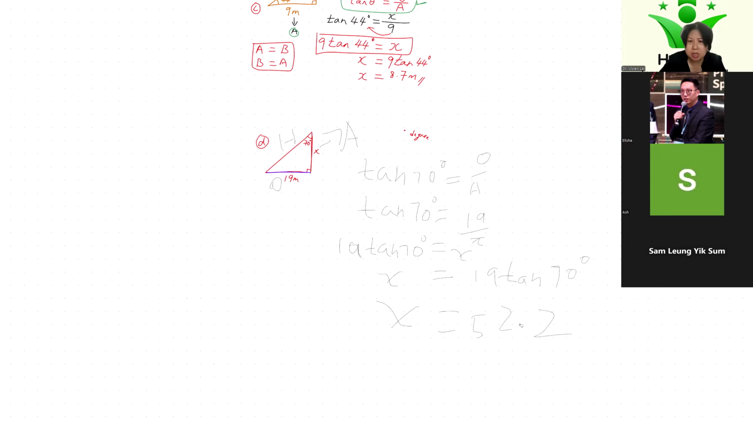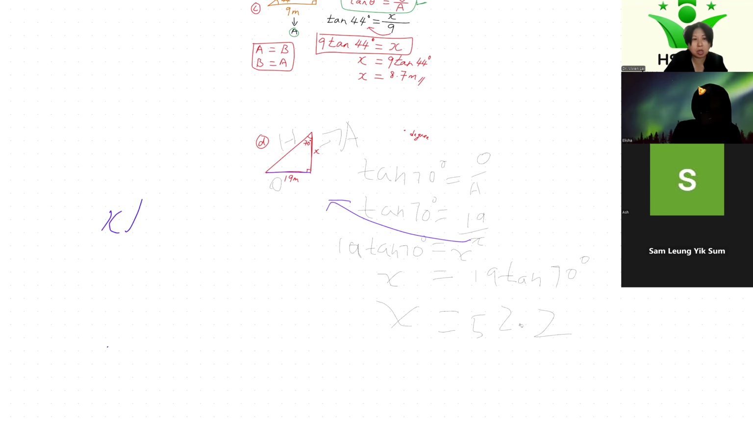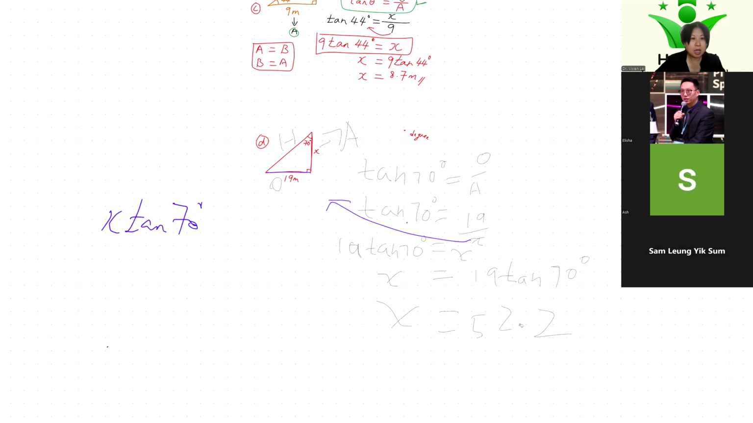You are transposing this one to this side, but you do not transpose the 19, okay? Your transpose is wrong. You do not transpose the 19. You will transpose the X to that side, and then tangent 70, you will do a two-way transpose, at the same time. I will show you one time, okay? Your transpose is wrong. Your setting is right.